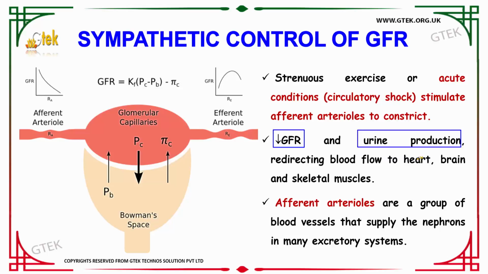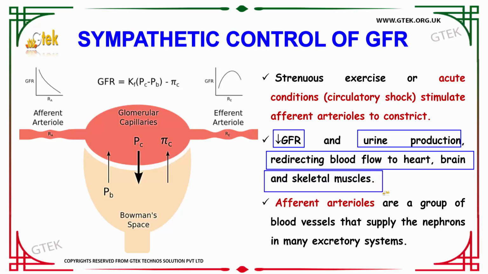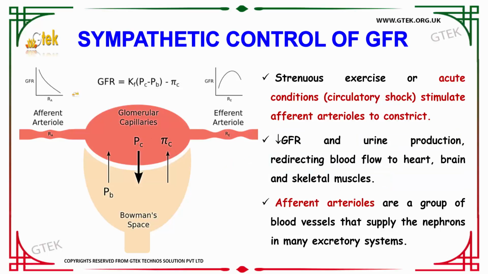And when your urine production decreases, you will be redirecting the blood flow to the heart, brain and skeletal muscles, with most of the fluids. So this condition is depicted in this graph over here. You can see that your filtration rate is decreasing with the increase in your afferent arteriole constriction.